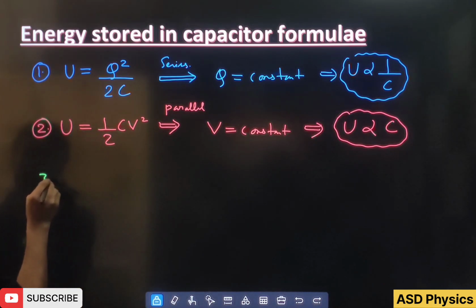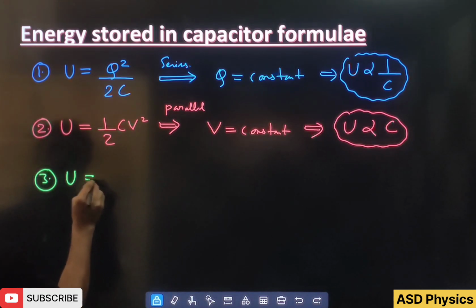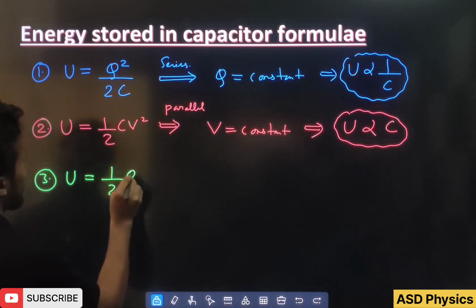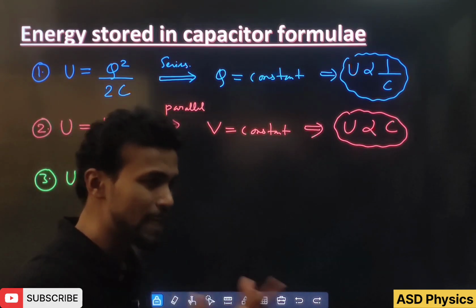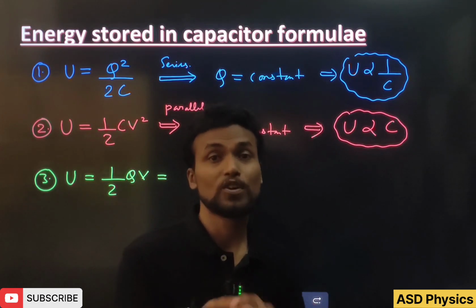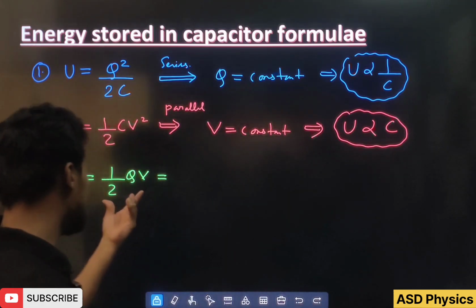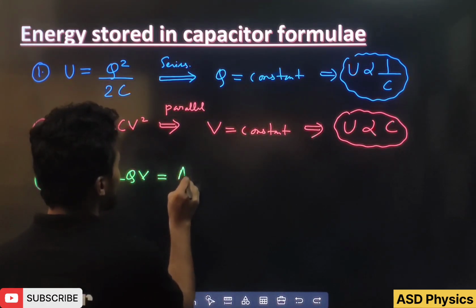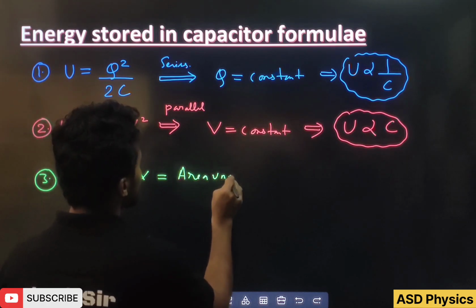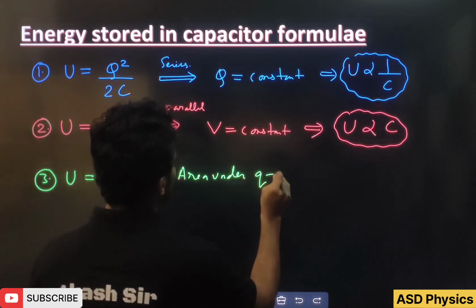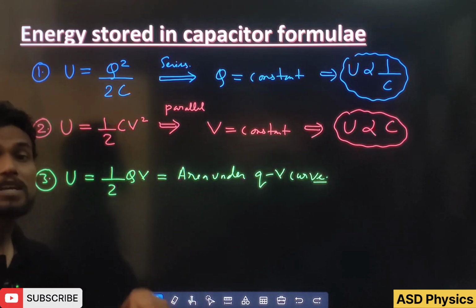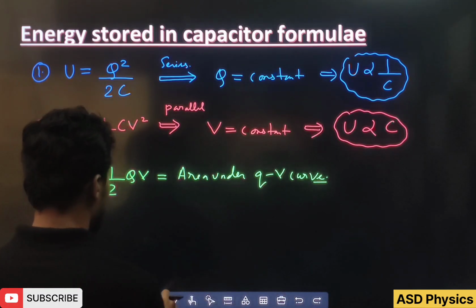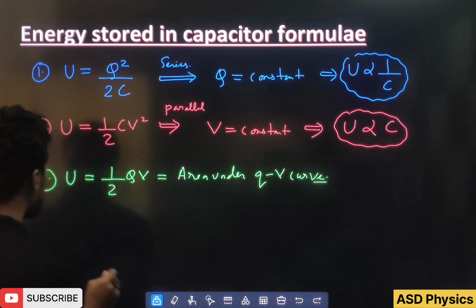Third one: you know very well, one more formula we have done, half QV. This formula will be rarely used, because when the capacitor is charging, the charge keeps on changing and the voltage also keeps on changing. But sometimes they may give the QV graph and ask about it. The area under the QV curve we have seen before also. And after that, one more formula will be there.